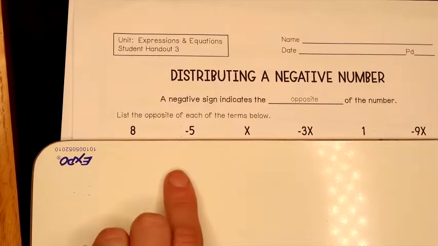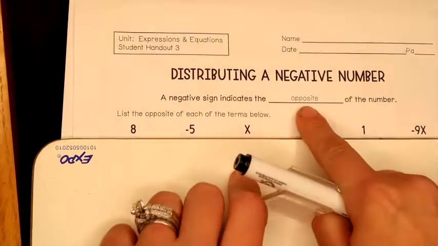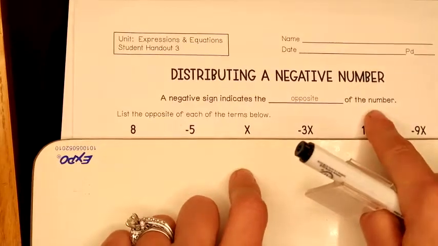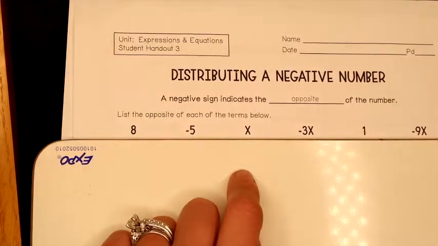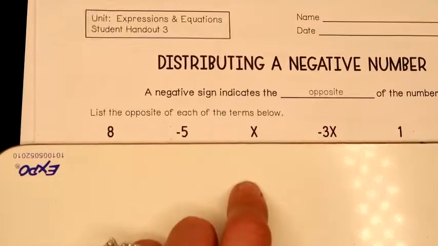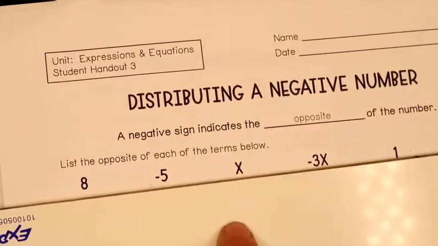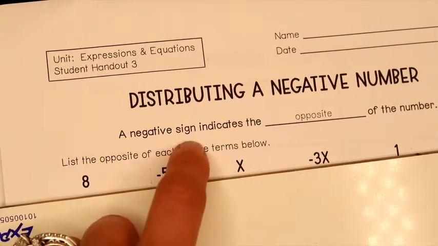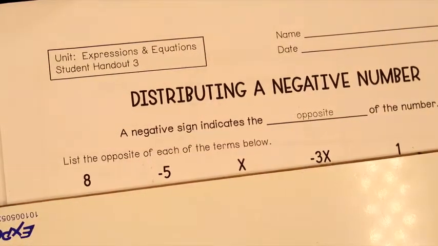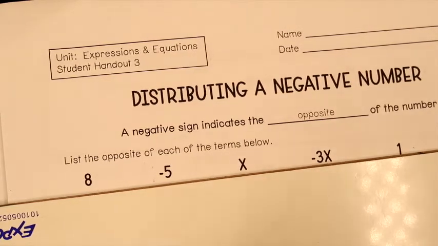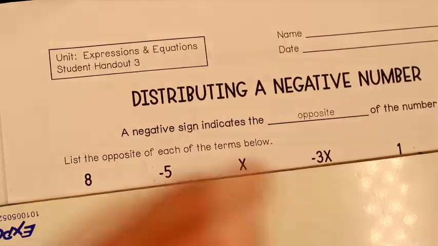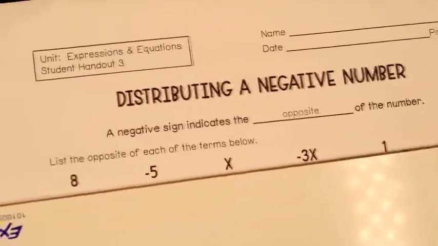A negative sign indicates the opposite of the number. So go ahead right now and fill in the word opposite. You guys all know what opposites are, right? Hot, cold, winter, summer, day, night. Those are all opposites, right? So a negative sign indicates the opposite of the number.